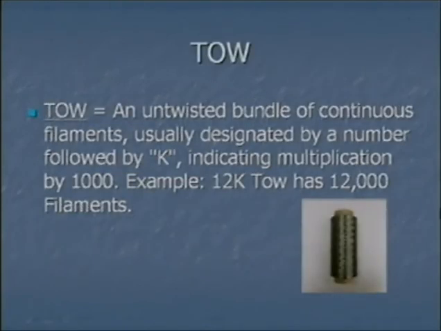So when you're talking about a tow, it's basically an untwisted bundle of continuous filaments, usually designated by the number followed by K. And a K is 1,000. So if something has 12K, the tow has 12,000 filaments in each fiber packet. So the bigger the number is, the thicker the thread is, basically. So the stronger it is, the larger the K value is of the tow that they're going to make the fabric out of. Some fabric can be made out of a thinner tow and be a lighter weight, and other fabrics can be made out of thicker tow and be a heavier weight.